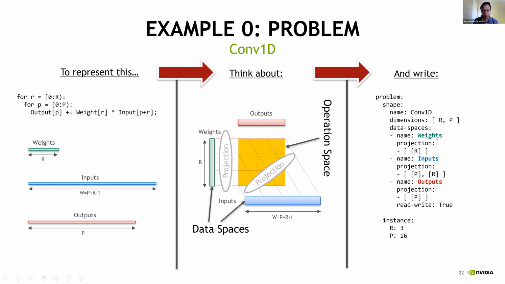I've got weights, inputs, and outputs. These are free-form strings. You can use whatever you want to. And then you describe a projection. So for the weights, my projection is R. And so this is basically a sum of products notation to describe these indexing expressions. And we'll get more into this during the hands-on exercises. But for now, just think of this as a way to represent these algebraic expressions. So for weights, it's really simple.